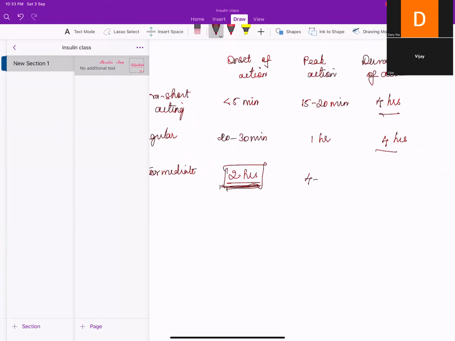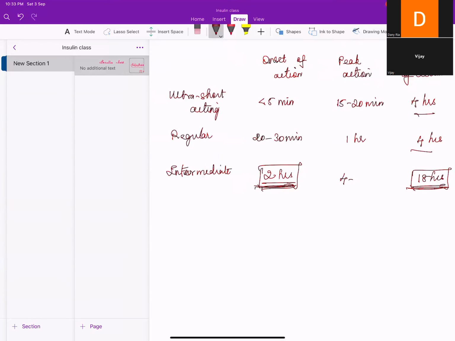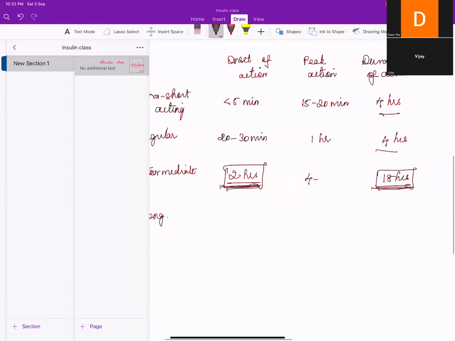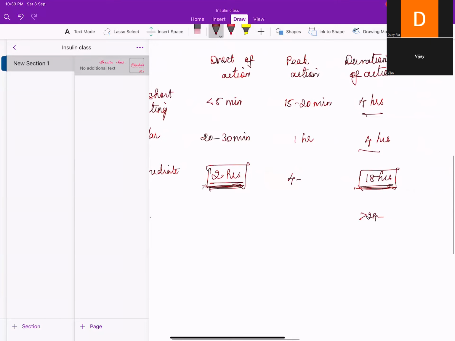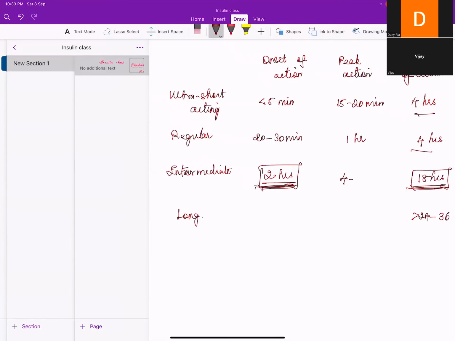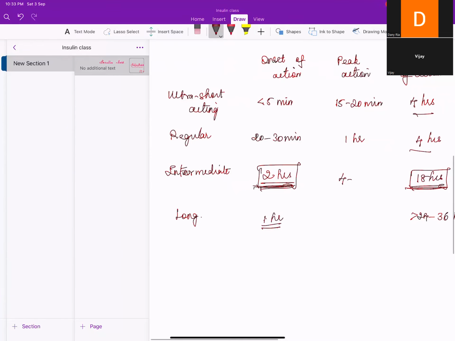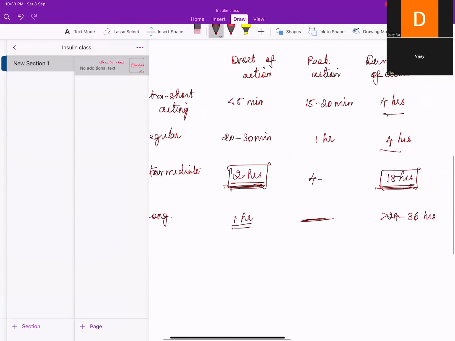Peak action will come in around 4 hours. Duration of action is 18 hours. This also you should remember. So the duration of action is just less than 1 day, 18 hours. Now the long acting and ultra long acting will be more than 24 hours. So 24 to 26 hours, 36 hours will be the actual one. They start to act around 1 hour, we can say. But the most important thing is there is no peak for long acting.